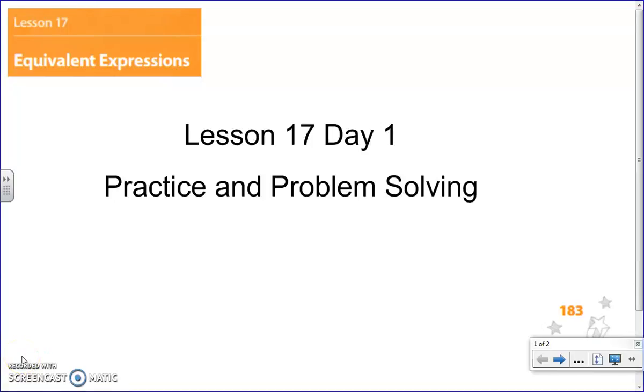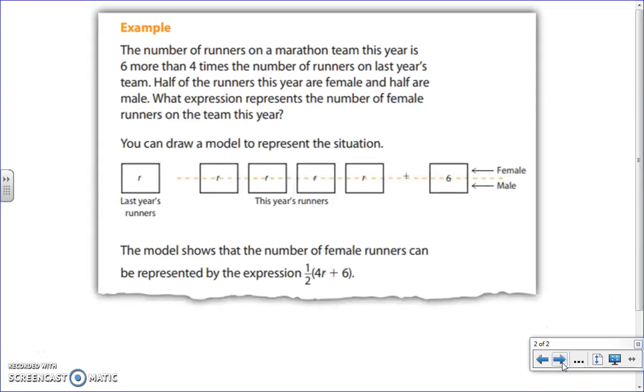Okay, this is Mr. Gillum, and today we're going to be looking at an example in your Practice and Problem Solving book on page 183. It says the number of runners on a marathon team this year is 6 more than 4 times the number of runners on last year's team. Half of the runners this year are female and half are male. What expression represents the number of female runners on the team this year?